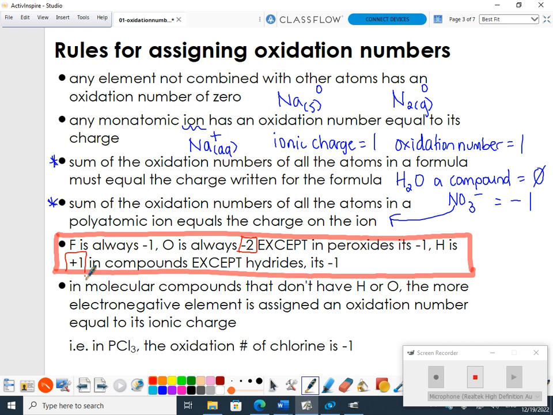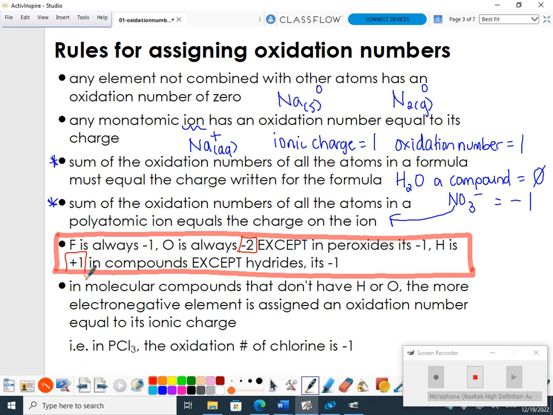And then if you have a case where you have a molecular compound that doesn't have hydrogen or oxygen, which again is not as common as you would think, the more electronegative element is assigned an oxidation number equal to its ionic charge.